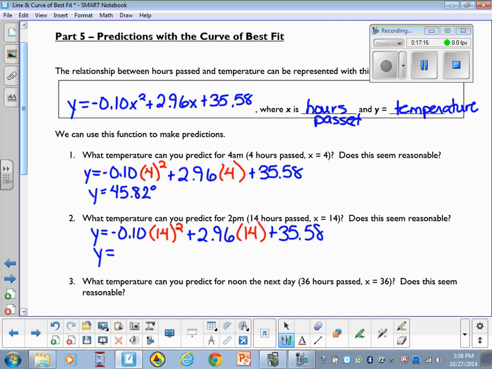Okay, again, I'm using my handheld. Negative 0.1 times 14 squared plus 2.96 times 14 plus 35.58. And it says 57.42 degrees. That seems reasonable too.